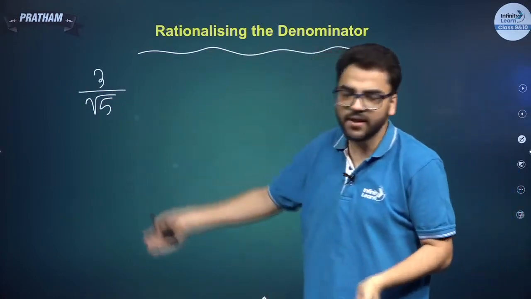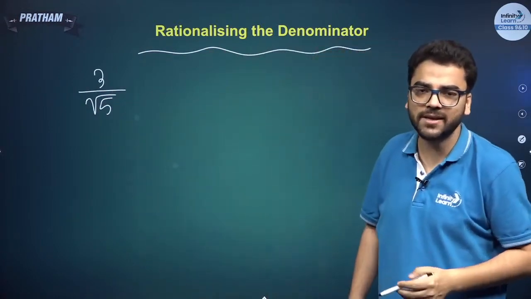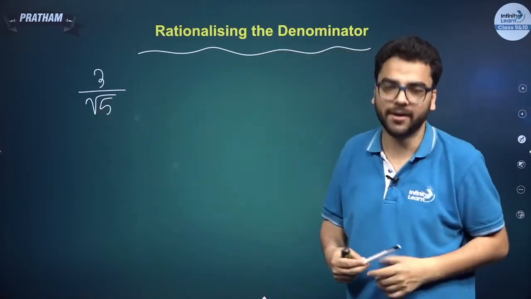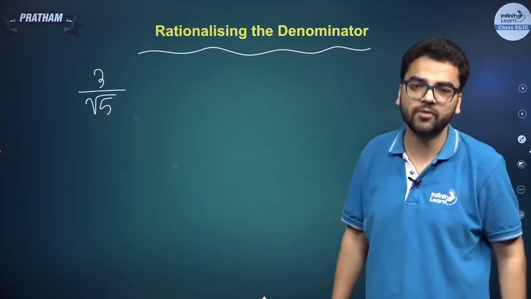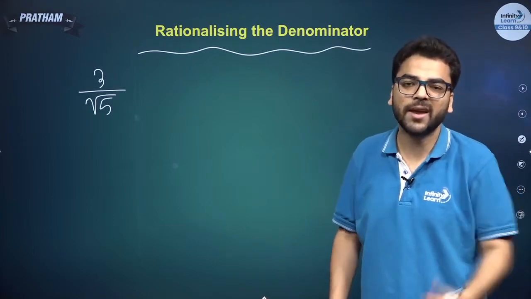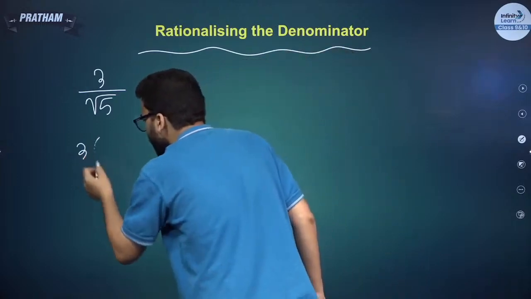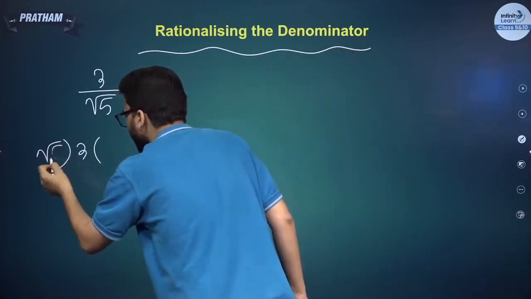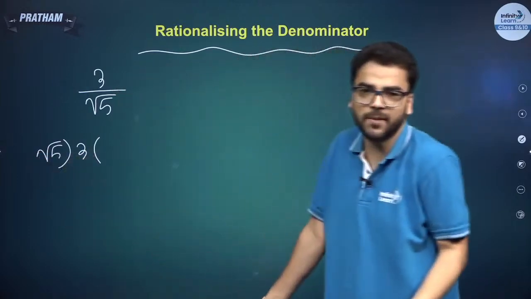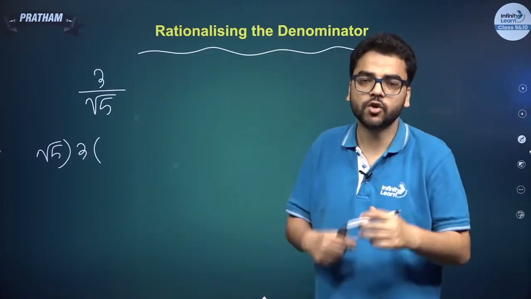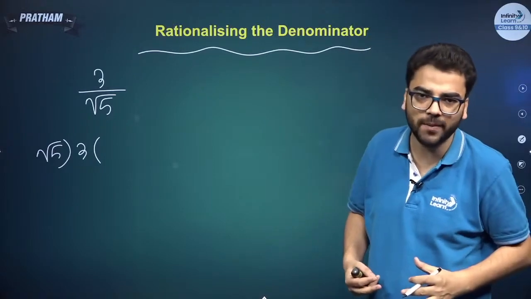So the question is, why will you rationalize the denominator? Because if the denominator is an irrational number, you cannot divide it. You cannot estimate its value. Can you do that? Tell me. You cannot estimate its value, right? You cannot do this type of division. Can you do this type of division? It is not possible. So therefore, you have to rationalize the denominator so that you can estimate its value properly.